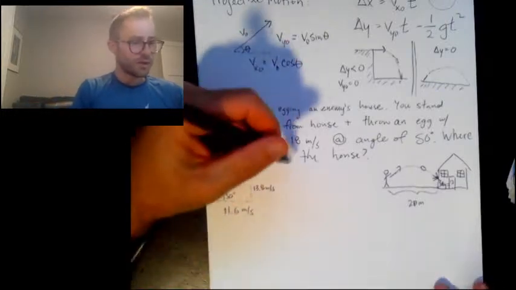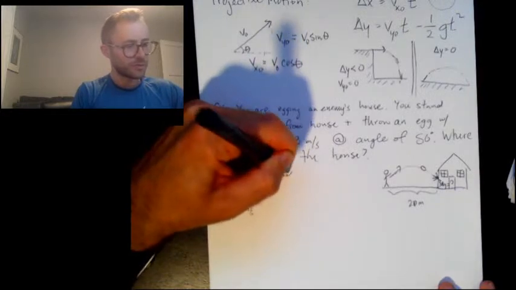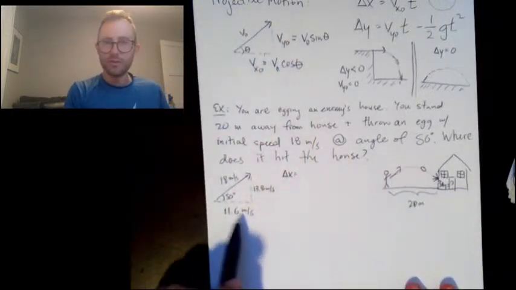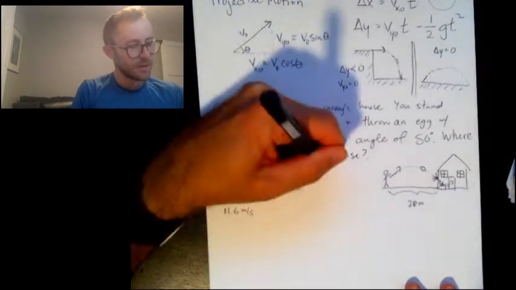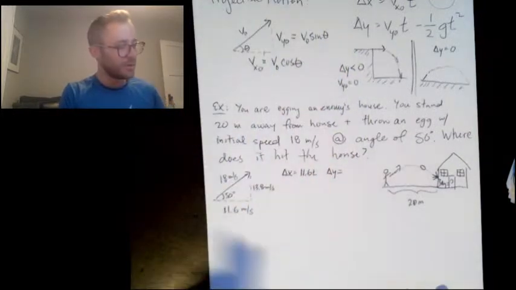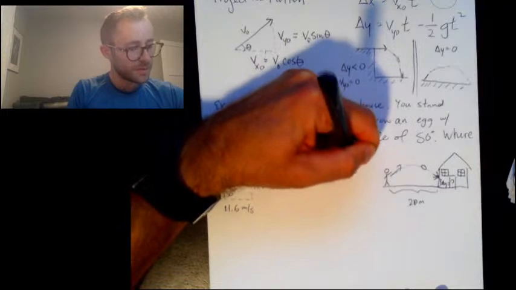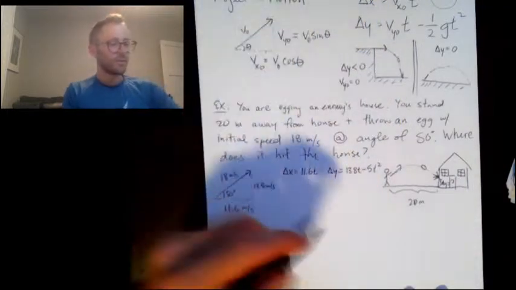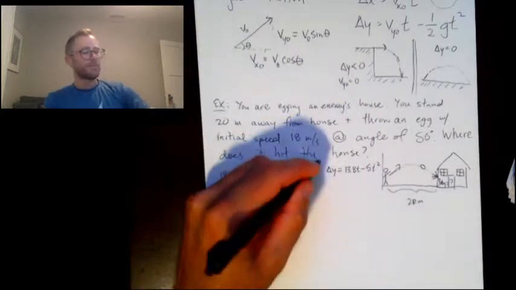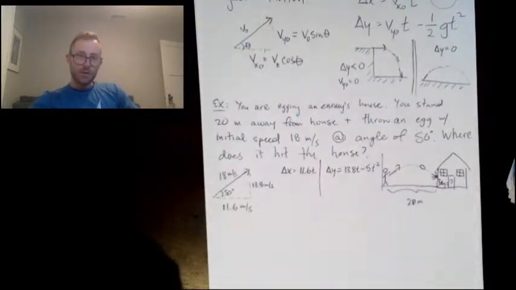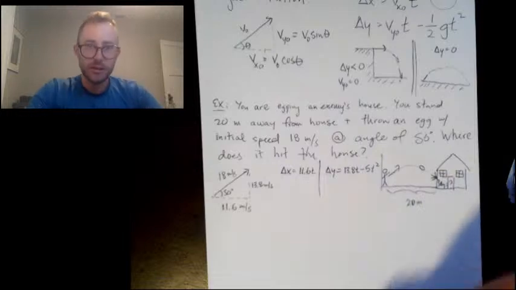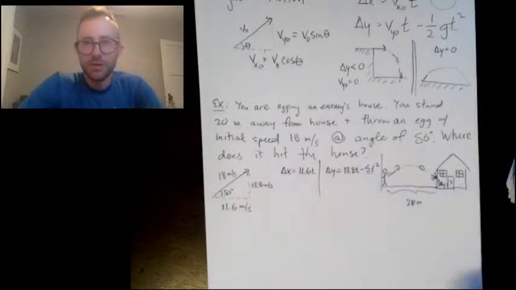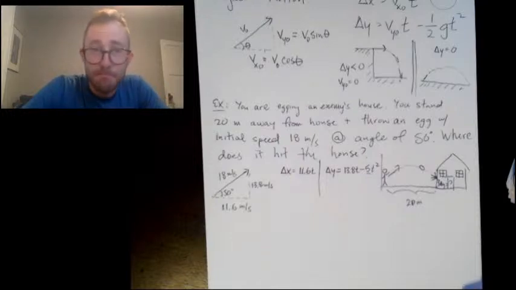All right, so now we plug this into our two equations of projectile motion. We have delta x is going to be 11.6 t, and then delta y is going to be 13.8 t minus 5t squared. So remember, 1/2 g is going to be 5, because it's 1/2 of 10. That number is only going to change if we do the projectile motion problem on a different planet, or in a different astronomical body.